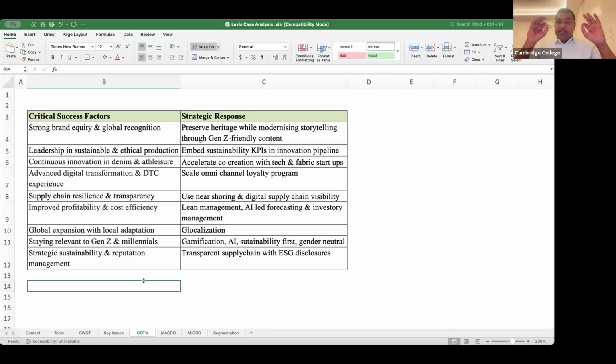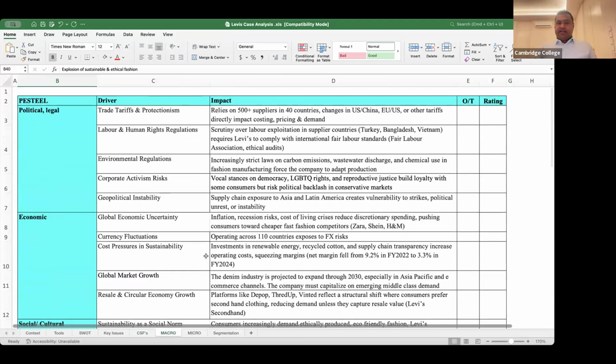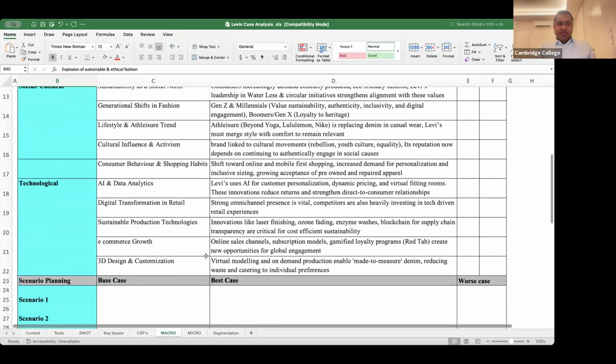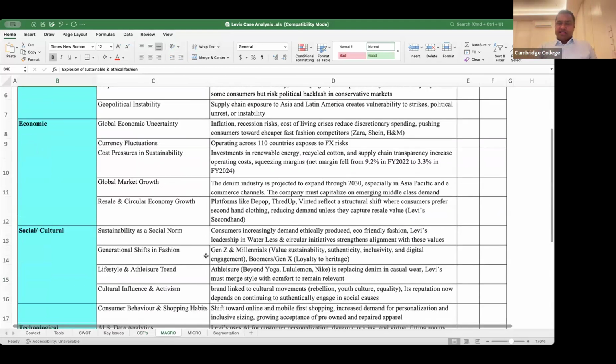Staying relevant to Gen Z and millennials. Strategic sustainability and reputation management. So I've highlighted some of these things as well as a strategic response there. Then the PESTLE factors. So I wanted you to do a PESTLE analysis. So I've given you some thoughts there on scenario planning, some scenarios and PESTLE analysis.